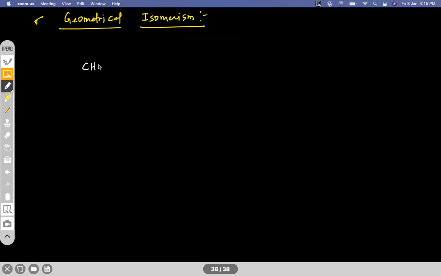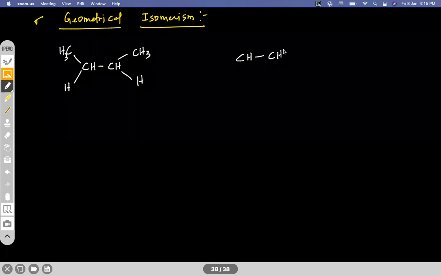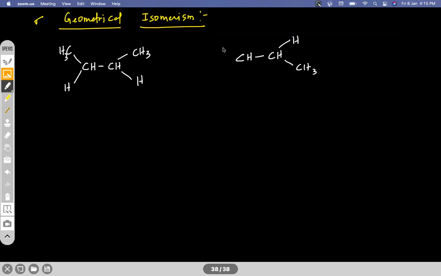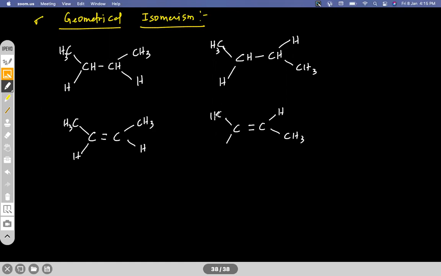Suppose I'm writing down two examples here. One is CH3-CH3 with a single bond, as one pair. Another one is a C double bond C, with CH3 and H on each carbon, and the other is the same with CH3 on the opposite sides. What is the difference in these two molecules?